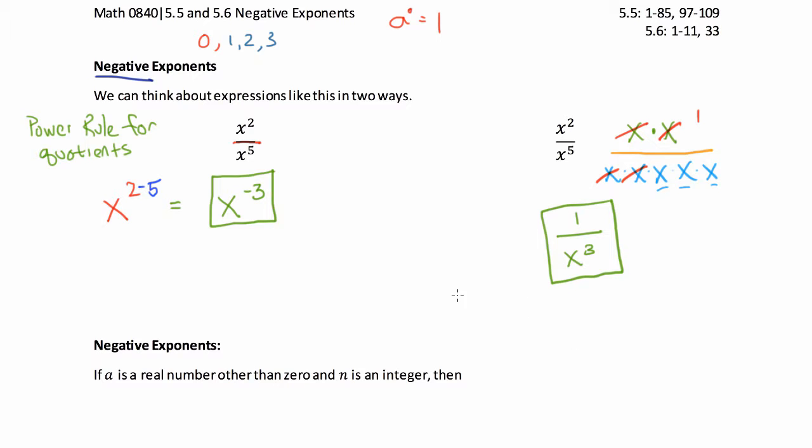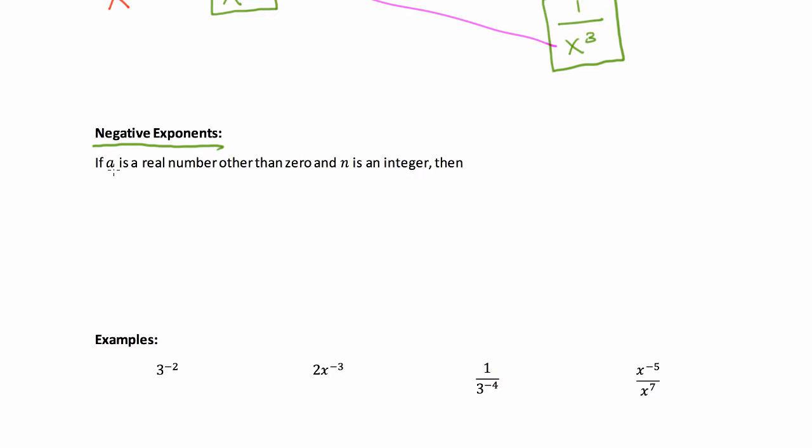And so now the first result we're going to have with negative exponents is basically what we just found, that these two things are the same. And I'll show you the theorem here. Okay, if a is a real number, so a is just any real number, and in this class that's pretty much anything we're going to deal with, other than 0, so it can't be 0. 0 to the power of n just gets kind of weird. And n is some integer.